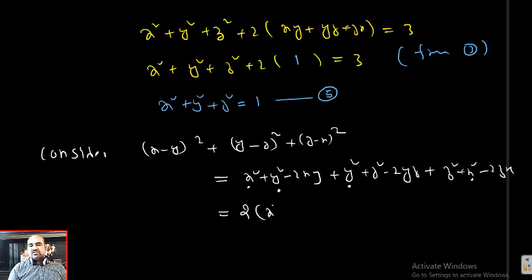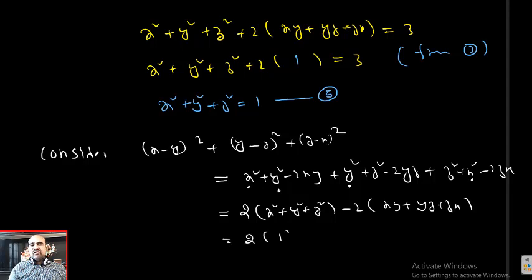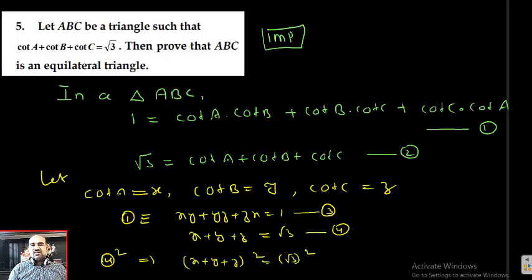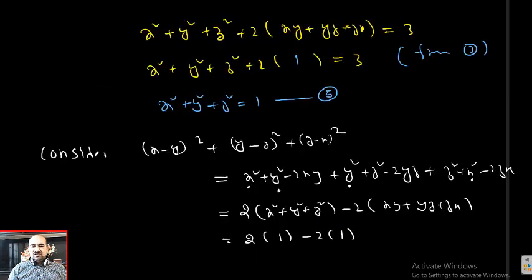What I can write is 2 times of x square plus y square plus z square minus 2 times of xy plus yz plus zx. Now substitutions: 2 into this is 1 only according to result 5, minus 2 into this is also 1 only from result 3. I will write, from 3 and 5, so what is it? 0. So what you got? x minus y whole square plus y minus z whole square plus z minus x whole square equals 0.